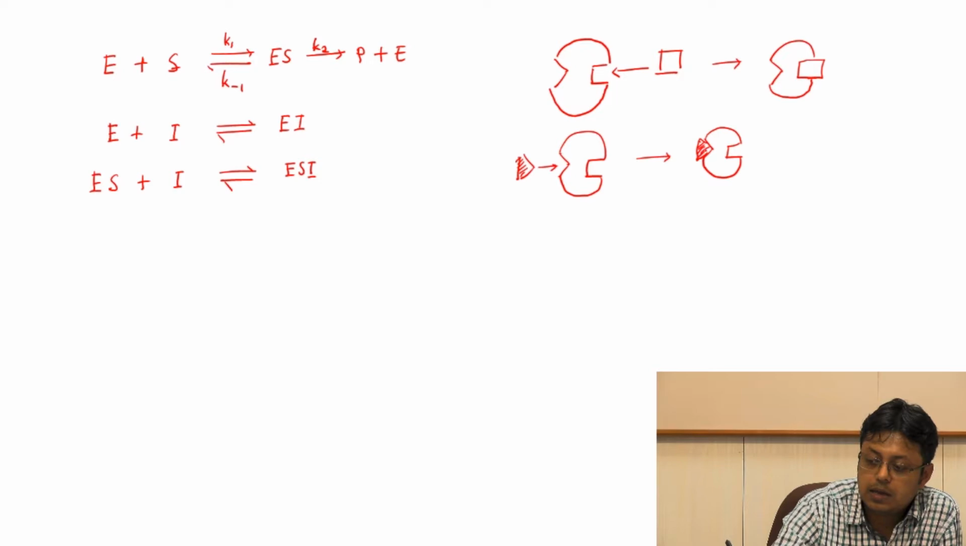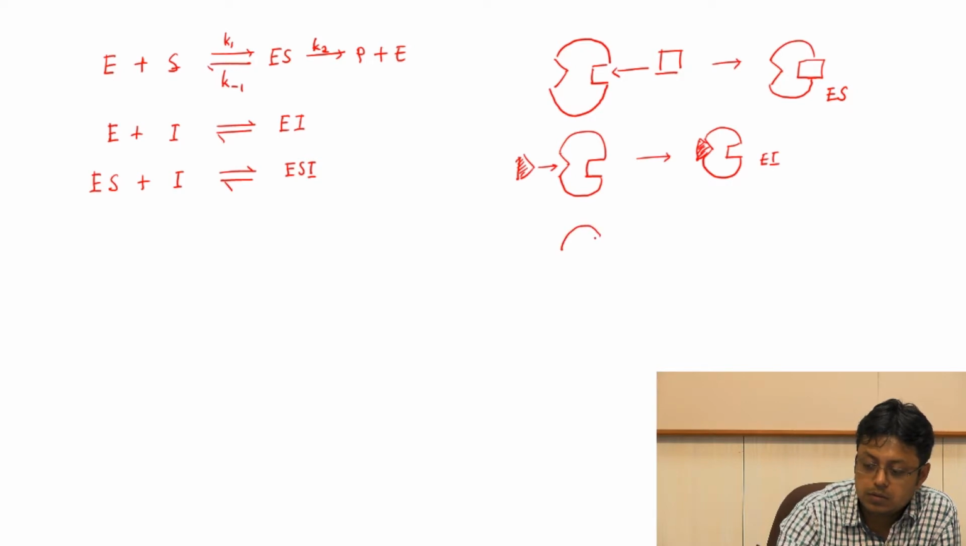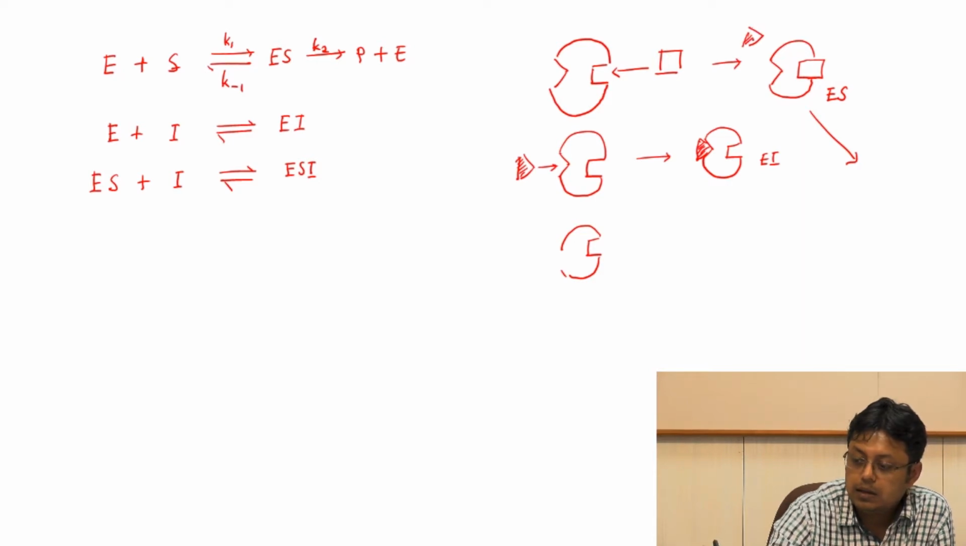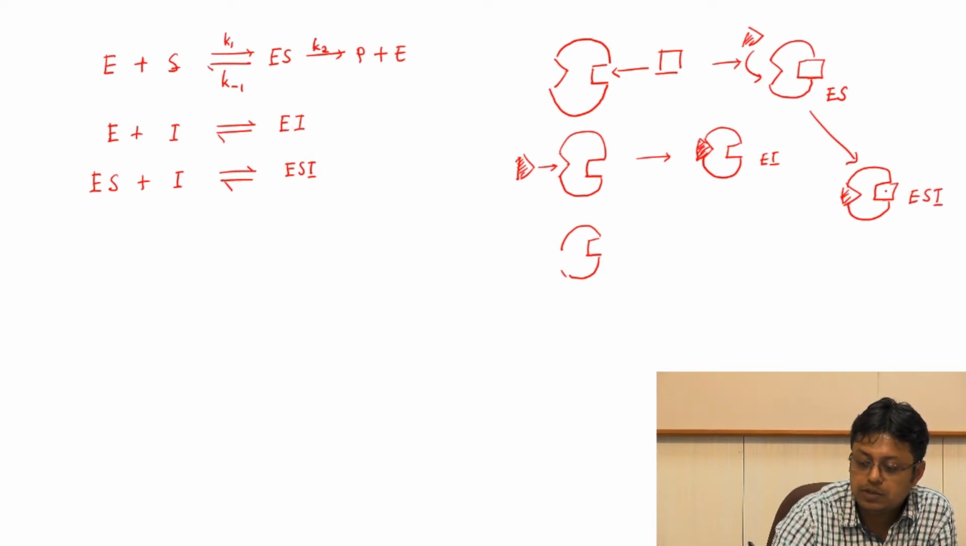So this is the EI, this is the ES. The inhibitor can also bind to the already formed enzyme substrate complex. So meaning the inhibitor can further come here and then form something like this. So this is the ESI complex, because both the substrate and the inhibitor are bound to the enzyme.